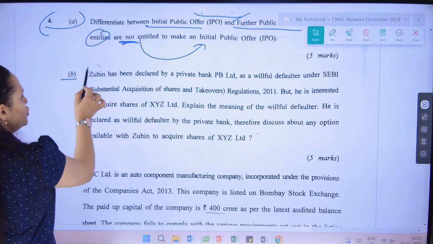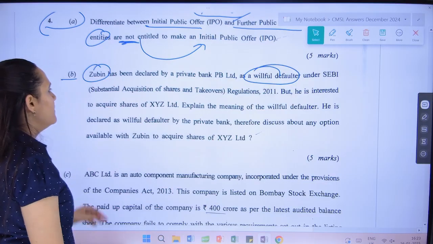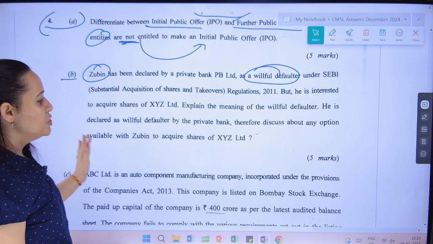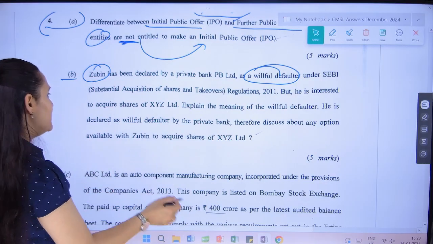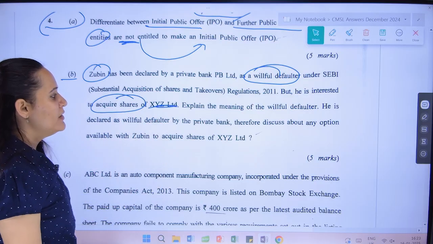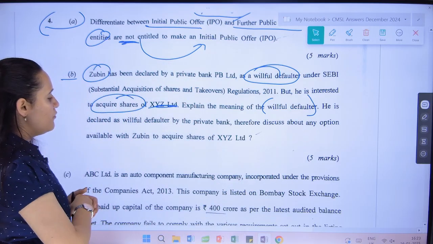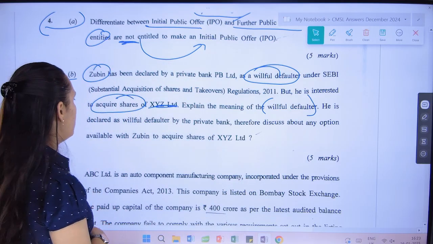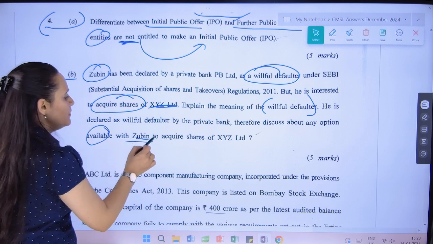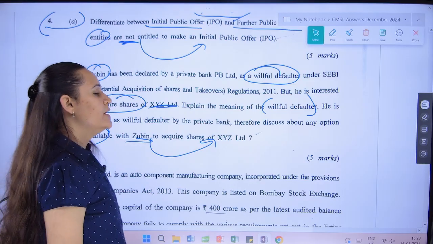Question 4b. Zubin has been declared by a private bank as a willful defaulter under SEBI SAST regulations 2011, but he is still interested in acquiring shares of XYZ Limited. Explain the meaning of who is a willful defaulter. He is declared as a willful defaulter by a private bank. Therefore, discuss the options that are available with Zubin to acquire XYZ Limited shares. So, who is a willful defaulter?